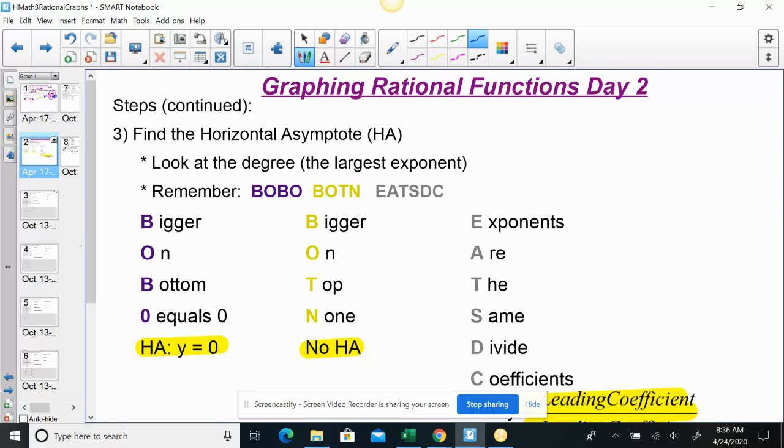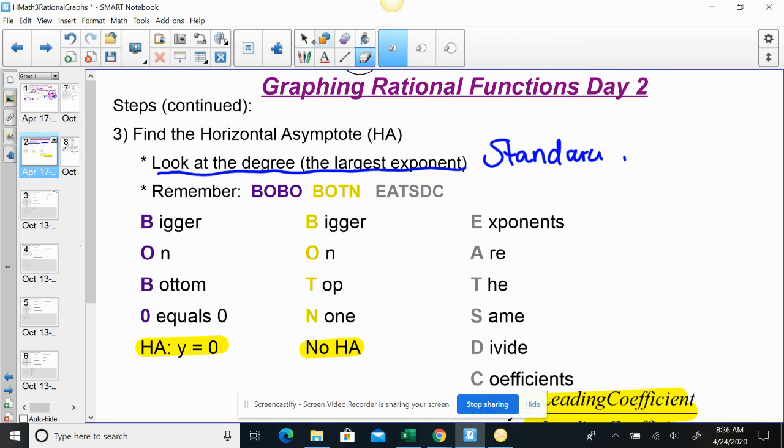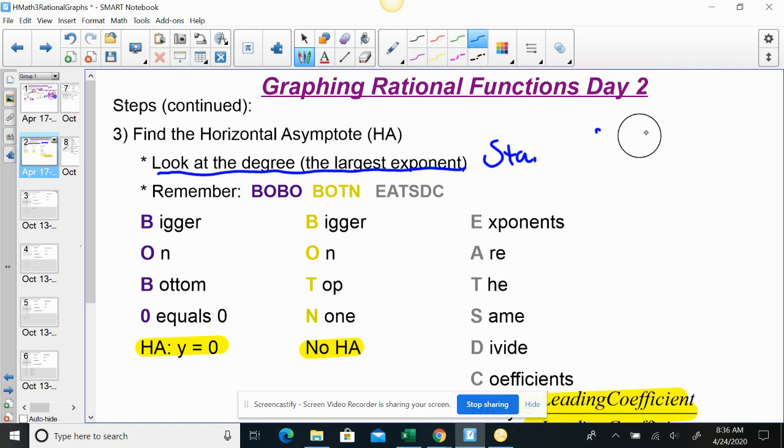Step 3 is a big one, but it's not really. When it is in standard form, so if you're looking at the degree, most of the time it's just the original, not factored form. You want to look at standard form, because we are actually going to be looking at the exponent. So the exponent is the largest degree.